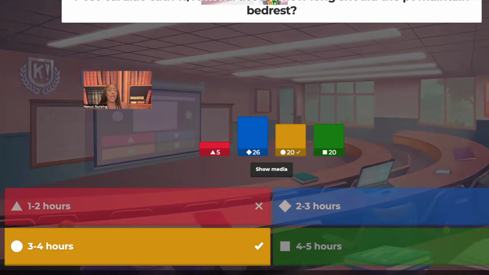3 to 4 hours. So, post cardiac cath, because it says femoral access, the affected leg has to be kept straight. And you're going to elevate that bed no more than 30 degrees. Head of bed elevation no more than 30 degrees, and the affected leg has to be kept straight. And you're going to maintain that patient on bed rest 3 to 4 hours.